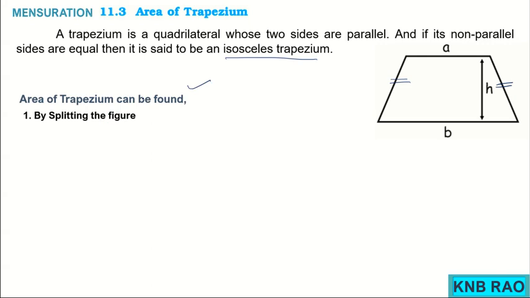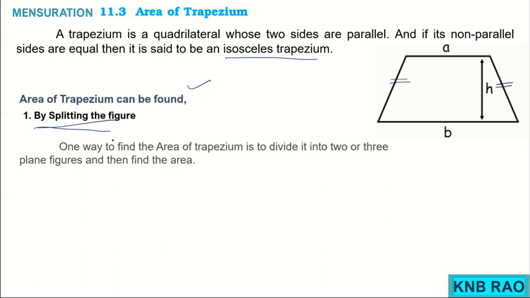Now, finding the area of a trapezium. How to find the area of a trapezium? It can be done by splitting the figure. It is done in two ways. Way number one, by splitting the figure. One way to find the area of a trapezium is to divide it into 2 or 3 plane figures and then find the area of them.